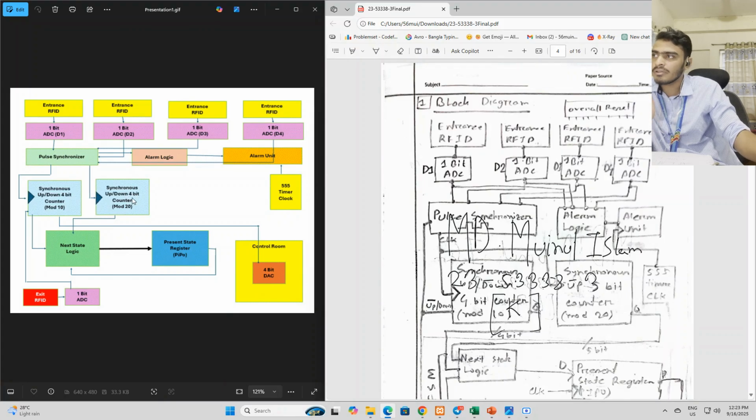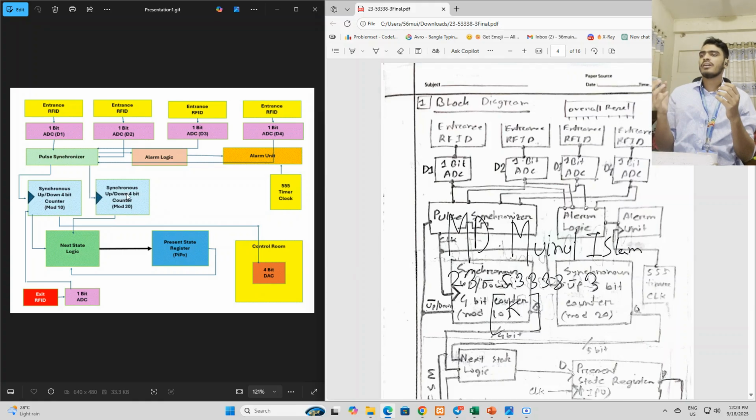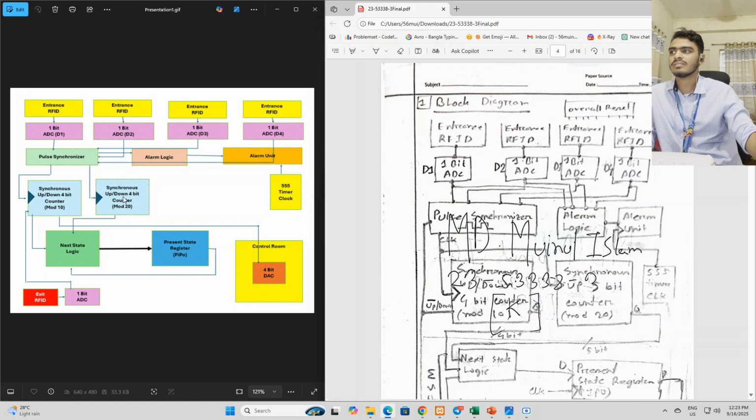This is a typo here, so it should be a 5-bit counter. I have added the 5-bit counter there. So it's a 5-bit counter, and this counts the tickets which are being registered. Apparently if you have a ticket, you will go through the entrance. If you go through the entrance, this will count. And this is not an up-down 4-bit counter, this is a typo, as I copied it from this one. This is basically an up counter. I have added it here. So a synchronous up counter, and this is a 5-bit up counter and mod 20.